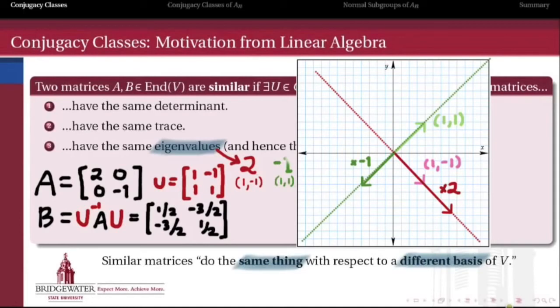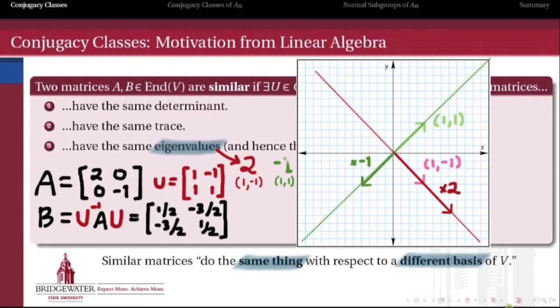So, in this sense, similar matrices do exactly the same thing geometrically to the vector space on which they act. Right? Here, A was stretching in the x direction by 2 and flipping in the y direction, while B was stretching in the direction of 1, minus 1 by 2, and it was flipping in the direction of 1, 1. So it's doing the same stretching and flipping and rotating and anything else that a linear transformation can do. It's just doing them with respect to a different basis. So all the geometric properties of the transformations are the same. They just happen to act on a different basis of your vector space.